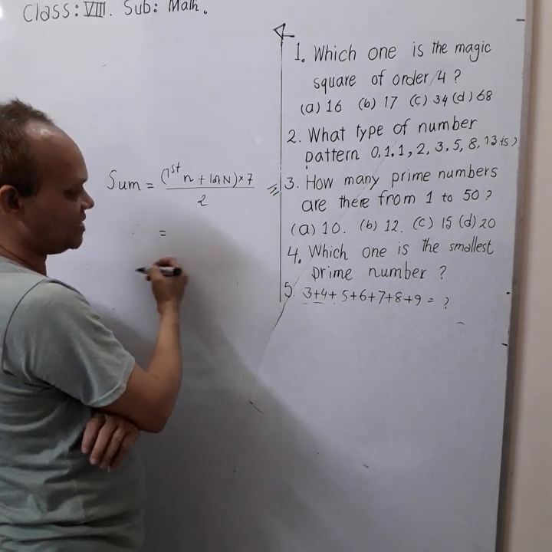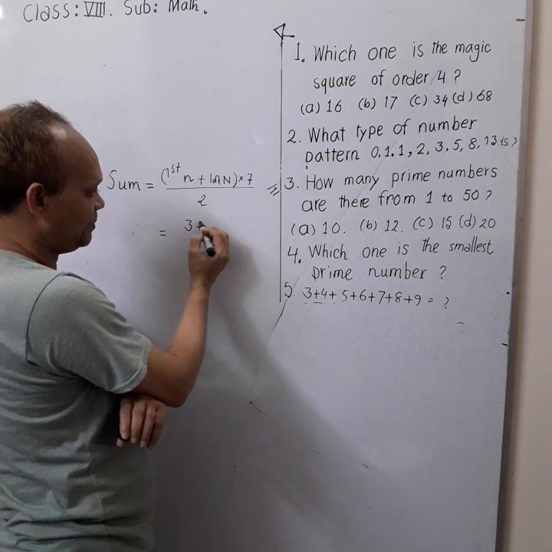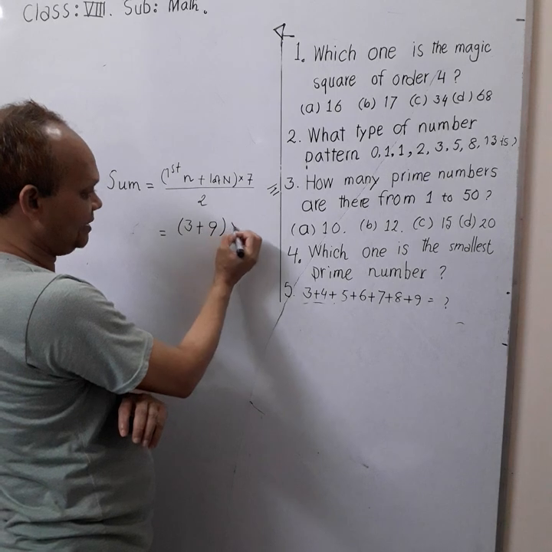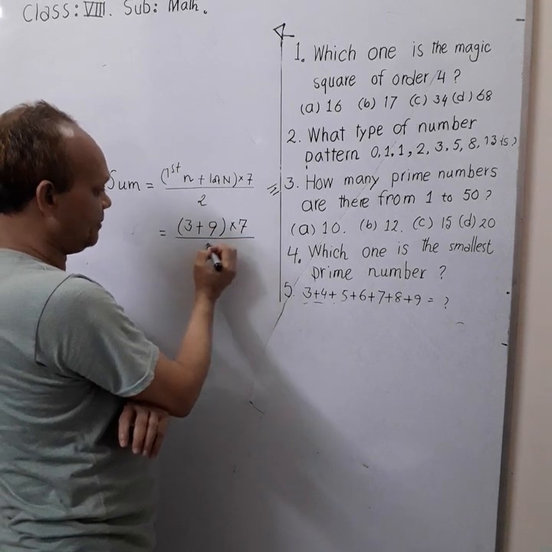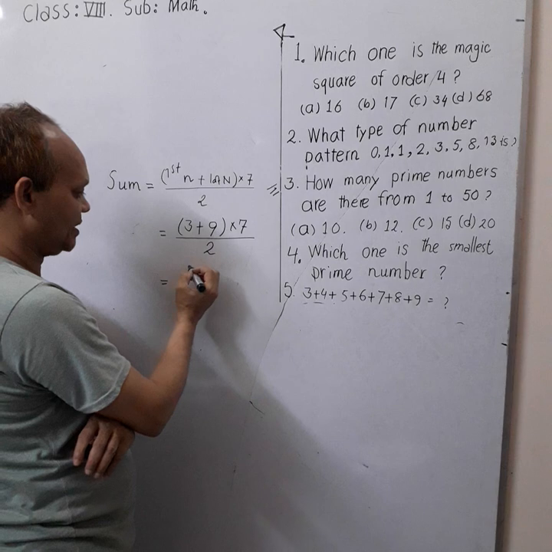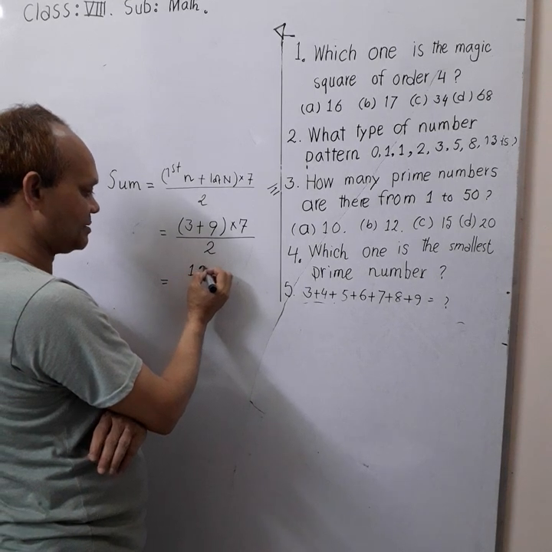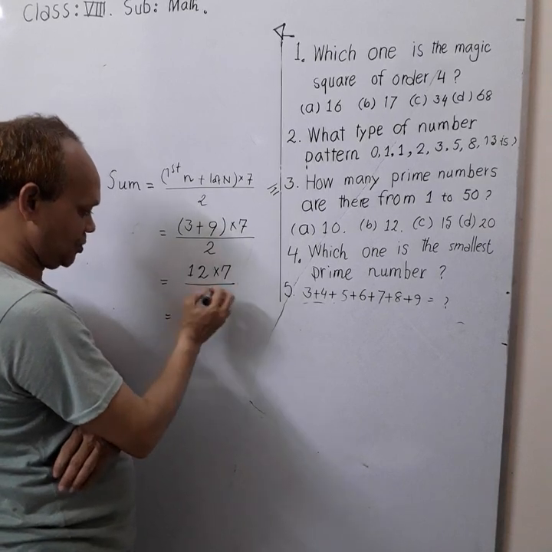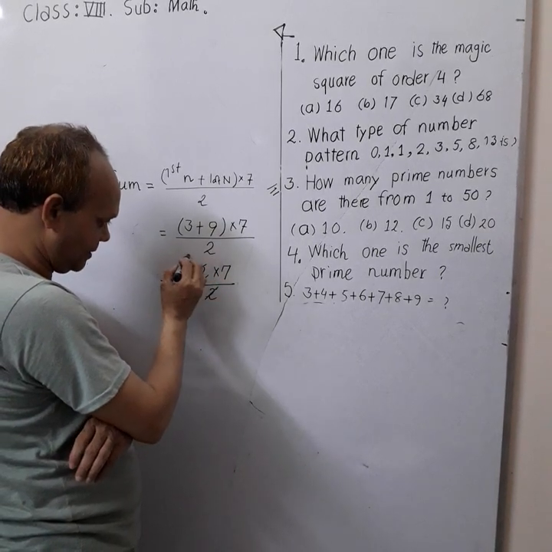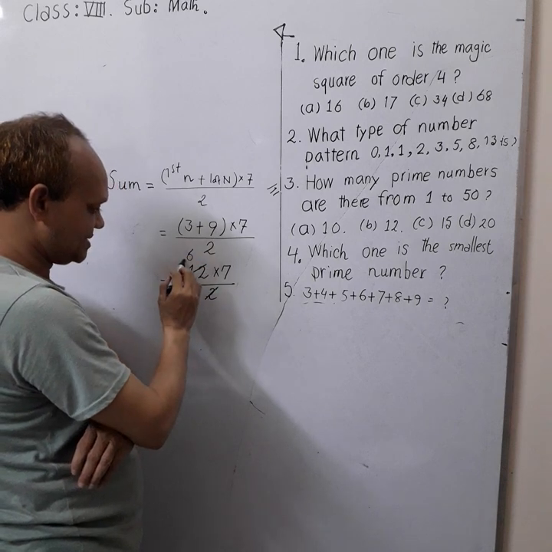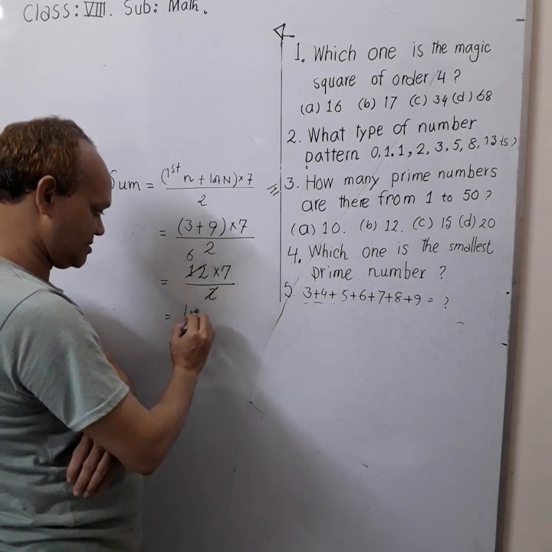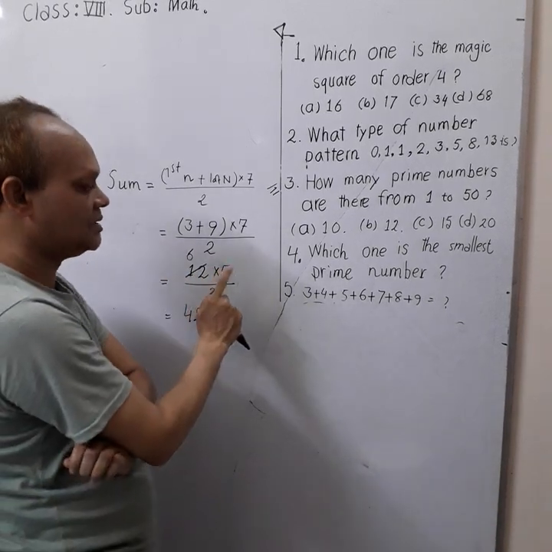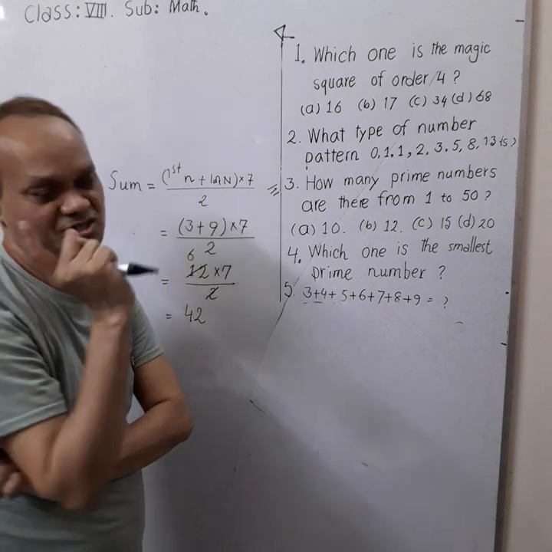Then you see, first number here is 3 plus last number is 9, then into 7 divided by 2. You see, this is 9 plus 3, 12, into 7 divided by 2, equal to 2 goes into 12, 6 times. So 6 times 7 is 42. So in this way, you can find out the sum of any consecutive natural numbers.